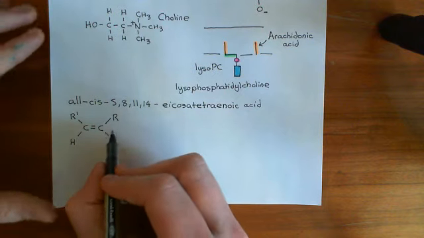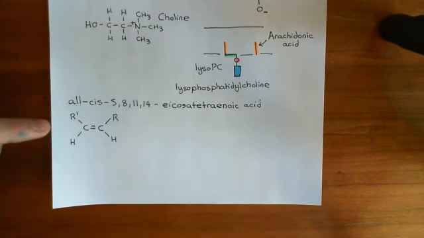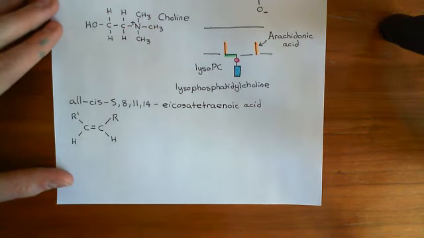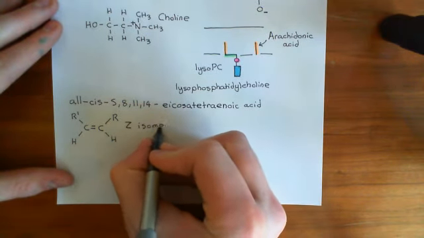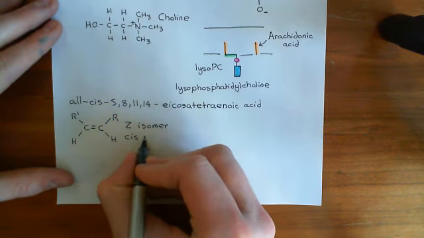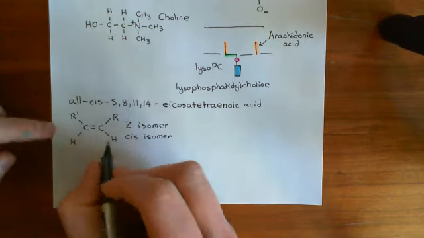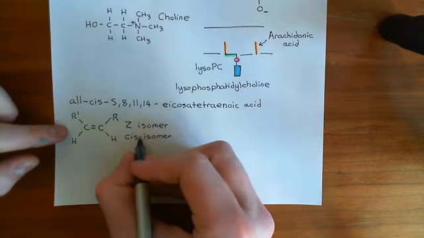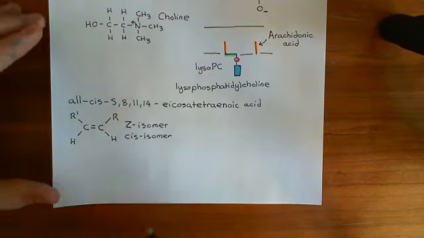Currently, this is the Z isomer. Wait a second, I might have got that wrong. No, this is the Z isomer. Z means zusammen in German, and zusammen means together. So this is the Z isomer, or it's also called the cis isomer. Cis means on the same side. So the 2 major groups, which are the R and the R prime, the hydrogens are a bit trivial, are on the same side, and therefore it's the cis isomer. Or you can call it the Z isomer, and Z is for zusammen, which in German means together.